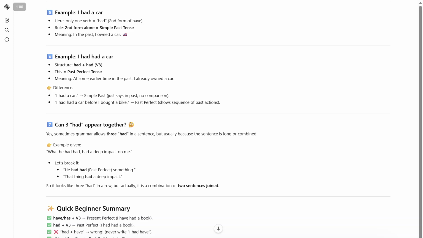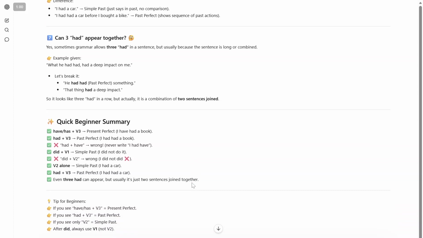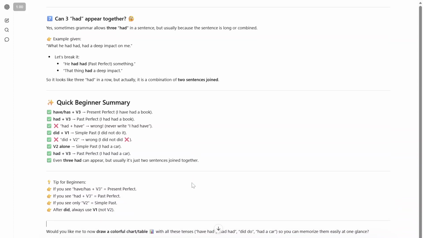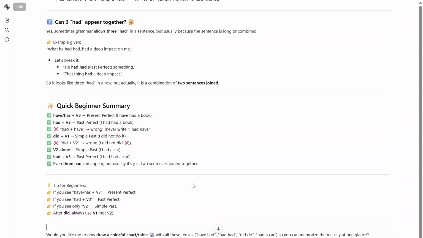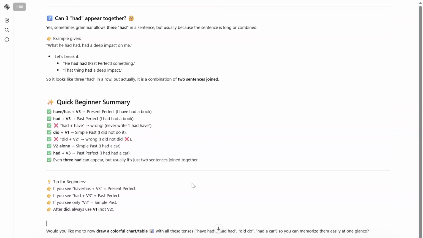Can three had appear together? Yes. Sometimes grammar allows three had in a sentence, but usually because the sentence is long or combined. Example given, what he had had a deep impact on me. Let's break it. He had, past perfect, something. That thing had a deep impact. So it looks like three had in a row, but actually it is a combination of two sentences joined.